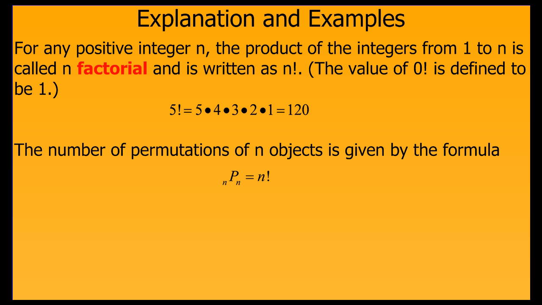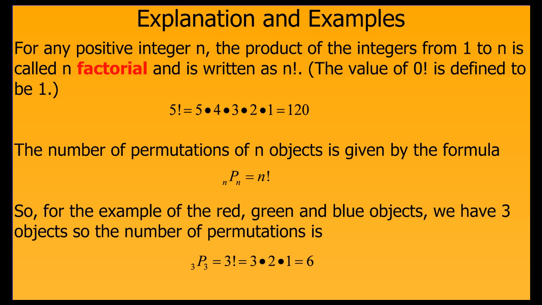The number of permutations of n objects is given by this formula. You read this as the number of permutations of n objects taken n at a time is n factorial. For the example of the red, green, and blue objects, we have 3 objects, so the number of permutations of 3 objects taken 3 at a time is 3 factorial, or 3 times 2 times 1, which equals 6.